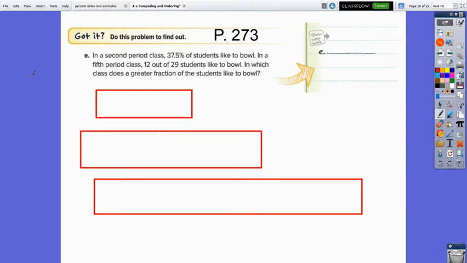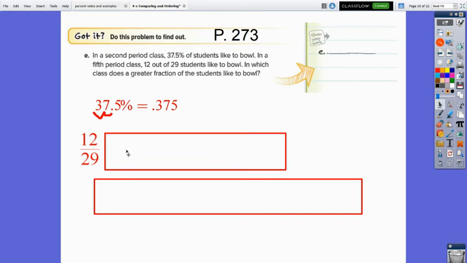Okay, here's another example. This time it's who likes to bowl. In the second period class, 37.5% of the students like to bowl. And in fifth period, it's 12 out of 29. Which class has a greater fraction of students that like to bowl? So we need to convert these to decimals. So first, 37.5%. What is 37.5% as a decimal? 0.375. Move the decimal point 2 places, like this. Okay. What is 12 out of 29 as a decimal?